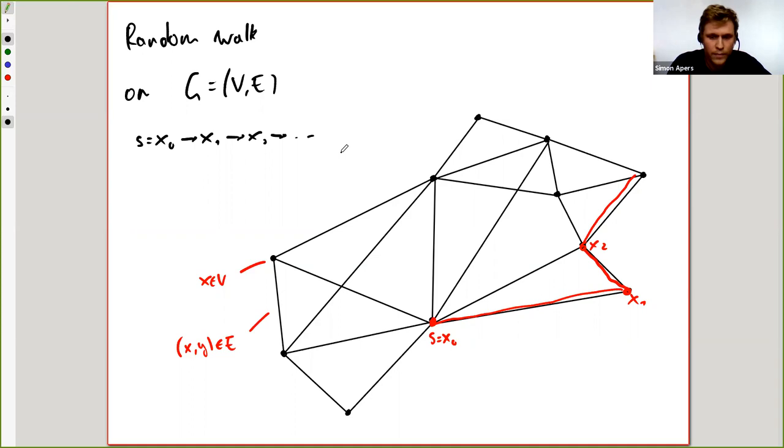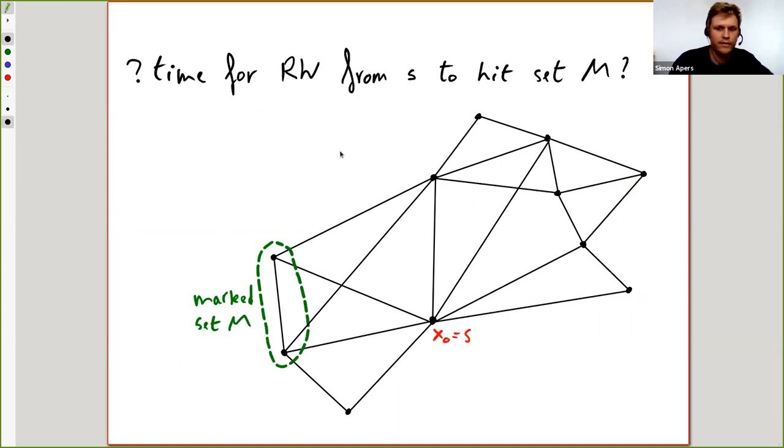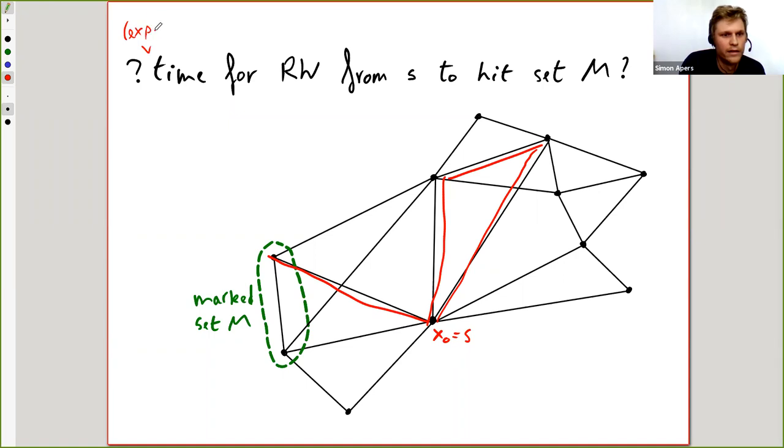Now, given these things, a natural question to ask is: if you have some starting point S, and a set of marked elements, which I'll typically denote by the set M, what is the time for a random walk from this initial state to hit the set M? Again, we'll have some walk that moves around the graph like this, and at some point it's going to move into this set. So what would be the time for this walk to hit that set M? This is a random variable, because a random walk is a random process. More specifically, we'll be interested in the expected time for a random walk starting from S to hit a set M. This is what we call the hitting time.